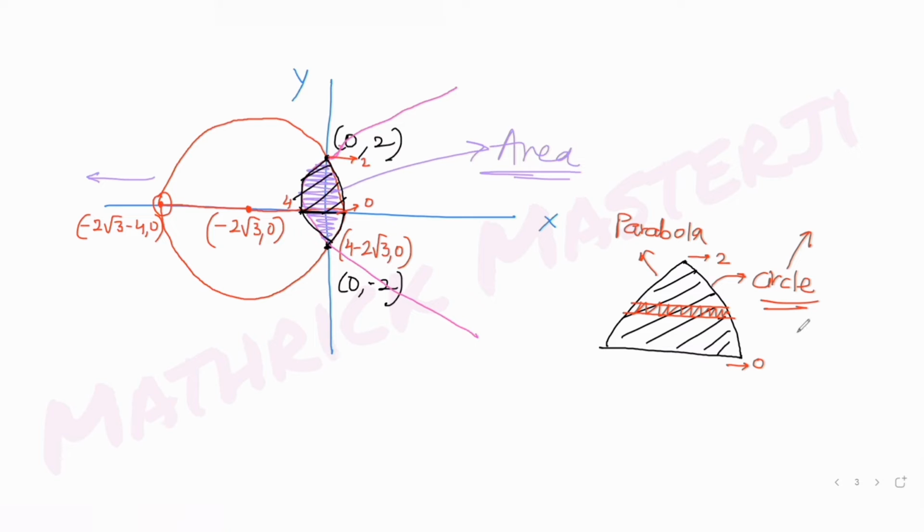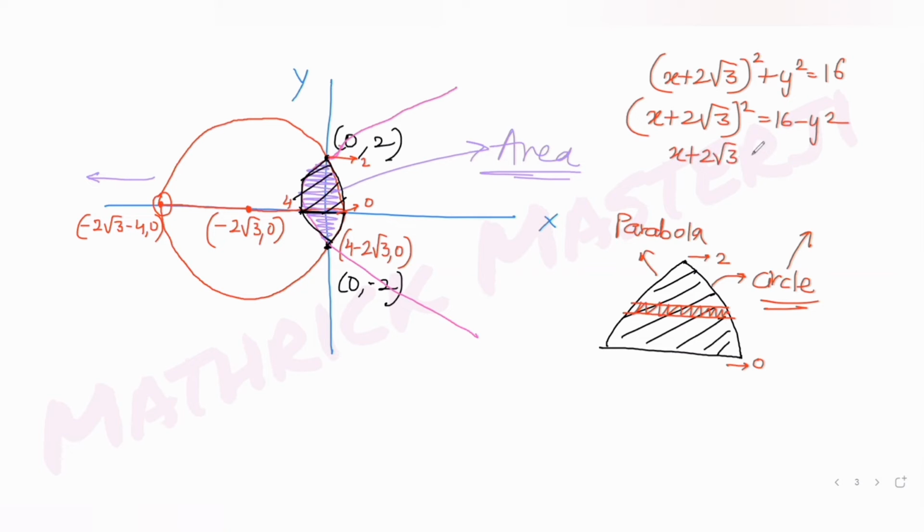So if I write my equation of circle in terms of y, I have x plus 2 root 3 the whole square plus y square equals 16. From here I get x plus 2 root 3 the whole square is 16 minus y square, and x plus 2 root 3 becomes the root of 16 minus y square, and with that I get x as minus 2 root 3 plus square root of 16 minus y square. So you have this entire function in terms of y now.